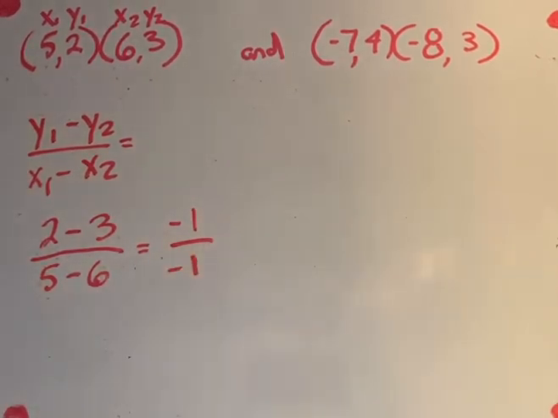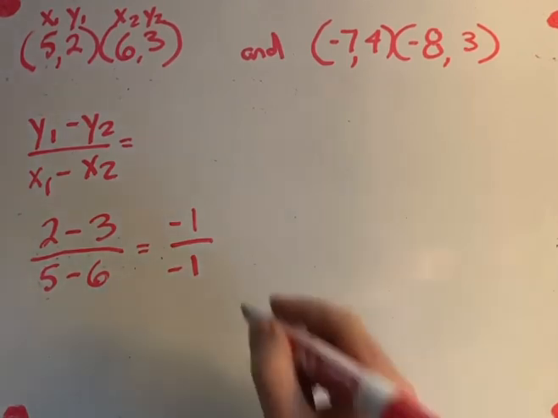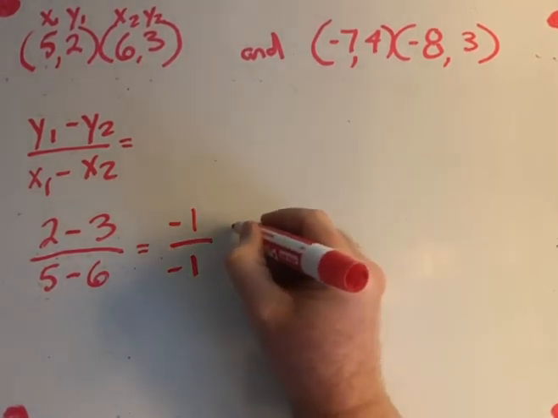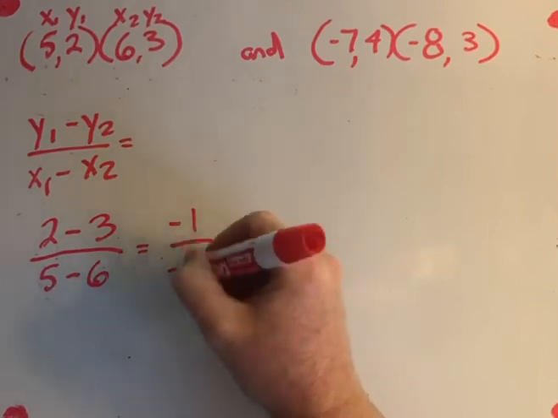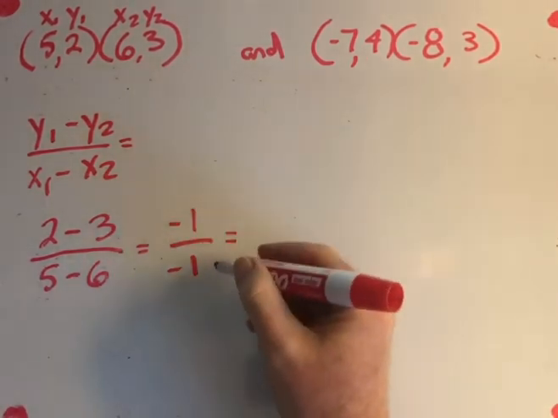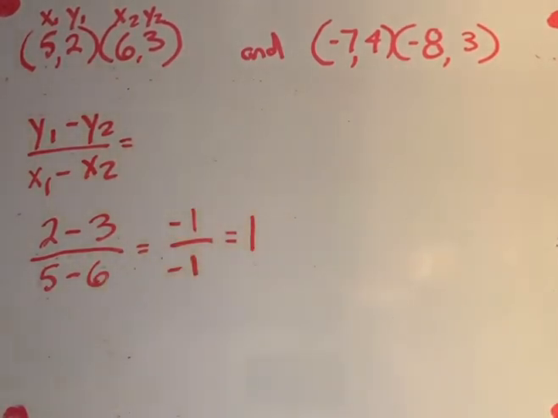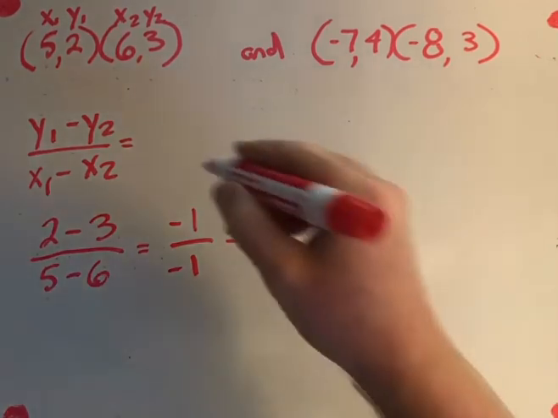Well, I have negative 1 over negative 1. Anything divided by itself is always 1. So a negative divided by a negative is a positive. 1 divided by 1 is 1. So my slope of this line is 1. Okay? Now I have to do the same thing over here.